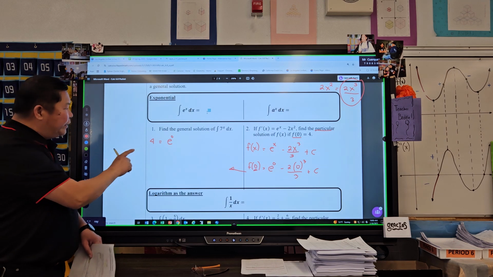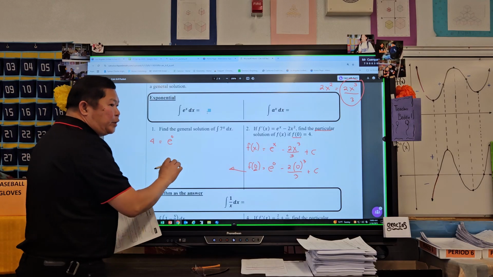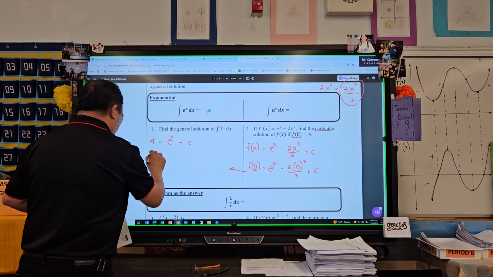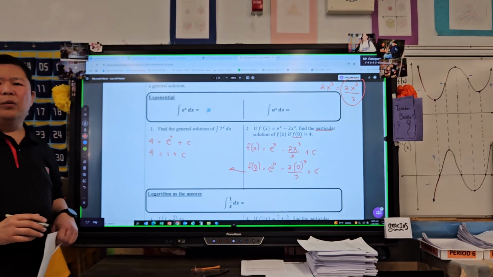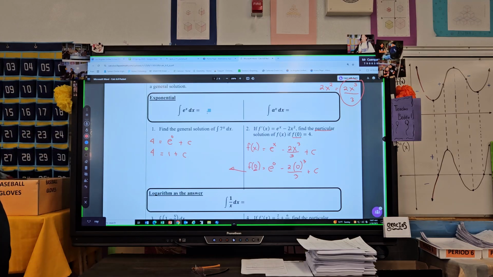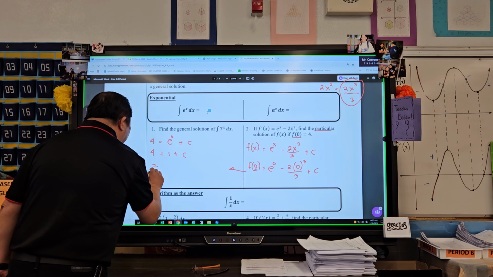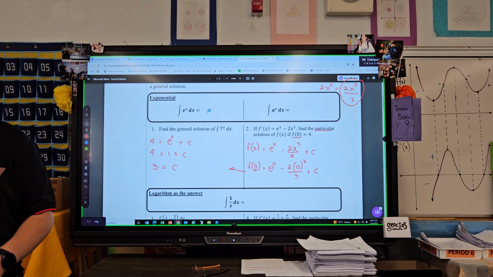Okay, I have the intention why I write this here first. I'm doing it step by step. So plus the constant. So 4 is equal to 1 plus c. What do you do with that 1? Of course, we're going to subtract both sides by 1. So what is the value of the constant? 3. The constant is 3. Okay, guys.